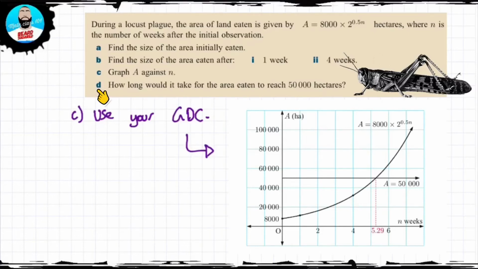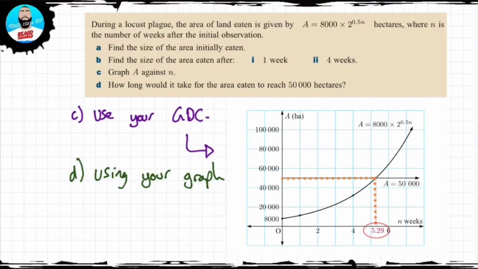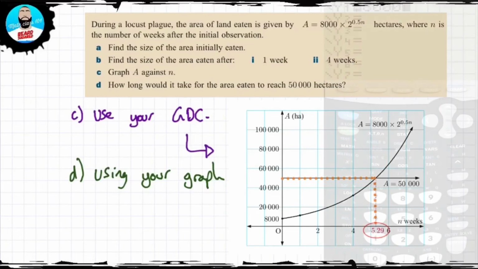It says, how long would it take for the area eaten to reach 50,000 hectares? So what I've done on the graph is I've dotted a line across at 50,000. It goes across, and then I've marked it down to the x-axis, and here you can see it's 5.29 weeks. However, it's better in this case to pause the video and do that on the calculator.